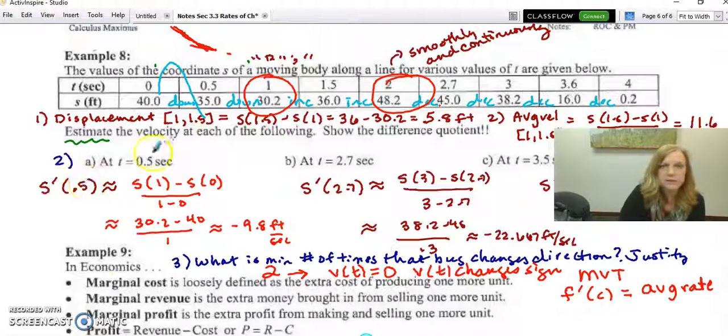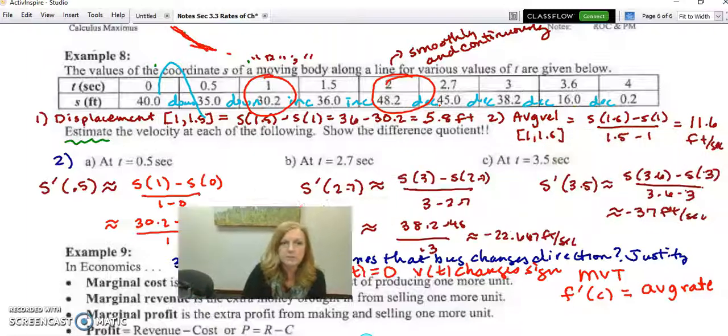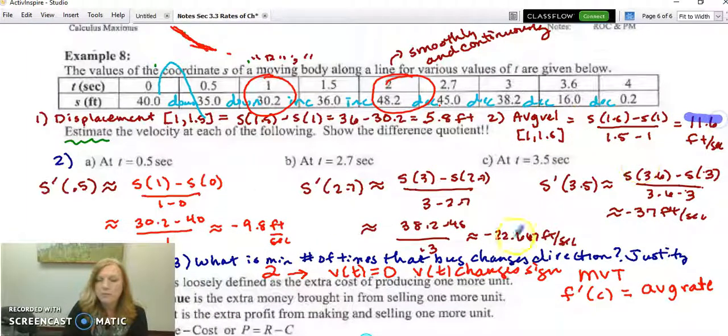I did the average rate up here at the beginning, of 11.6. And I actually picked these for a reason, because I wanted to pick things that would help us out. Here's an average rate of 11.6, and that's between 1 and 1.5. So that shows that somewhere in there, the instantaneous rate had to be positive, because at some point in the interval 1 to 1.5, the instantaneous rate was equal to the average rate by the mean value theorem. Okay, so that's number one.